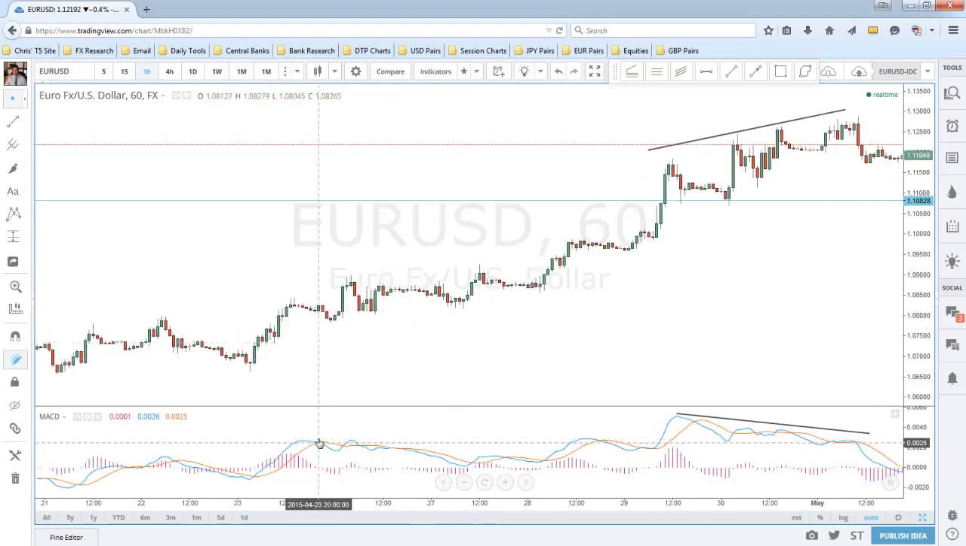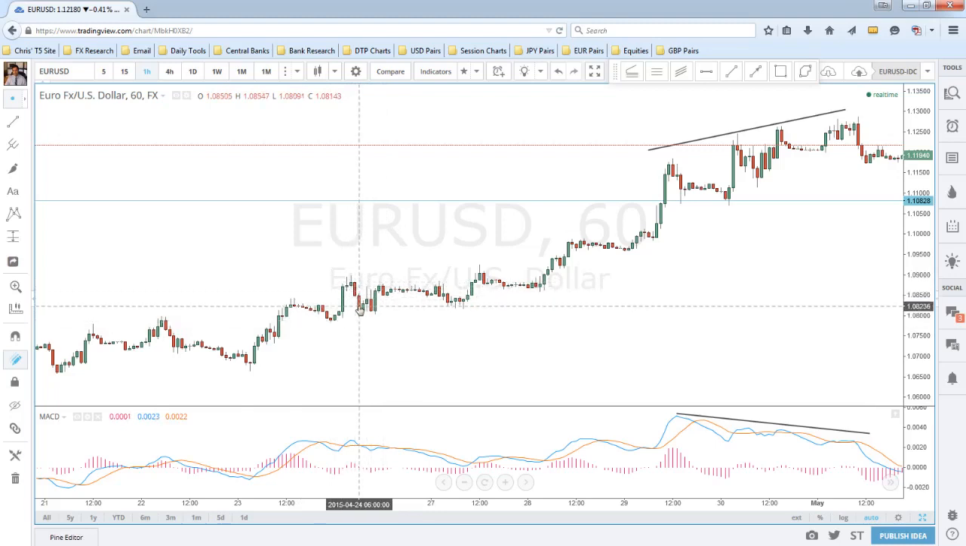Now look, you can see a bit of a divergence here. Price moved higher. The MACD made basically a double top right here. That is considered divergence. However, price never confirmed it. And we'll talk about this a little bit more. We need price to confirm it by taking out the low.